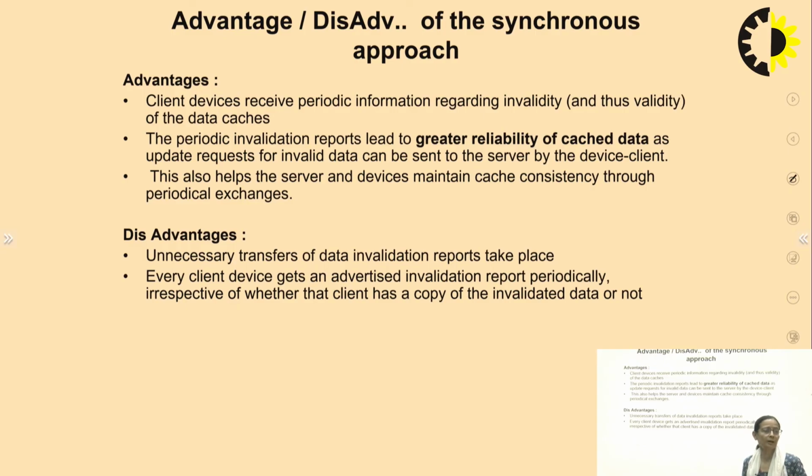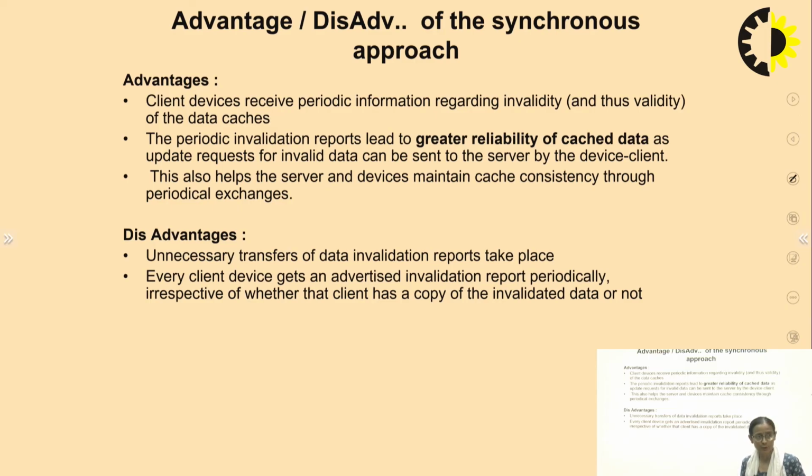So, what are the advantages and the disadvantages of this approach? The client device receives periodic information regarding the invalidity of the data caches. The periodic invalidation reports lead to greater reliability of the cache data, as update requests for invalid data can be sent to the server by the device client. This also helps the server and device maintain cache consistency through periodic exchanges.